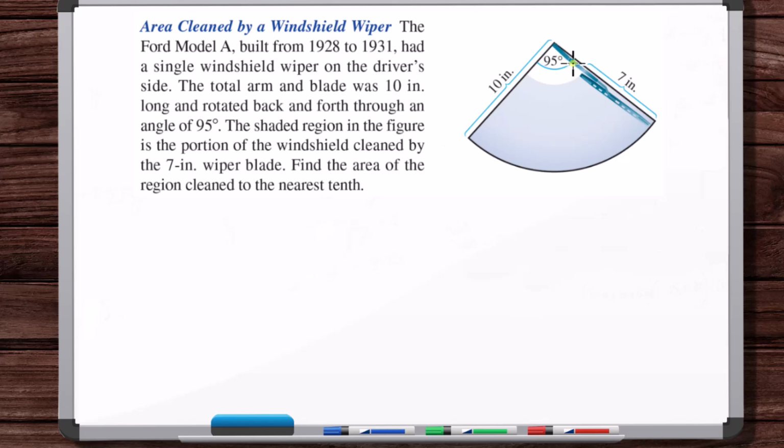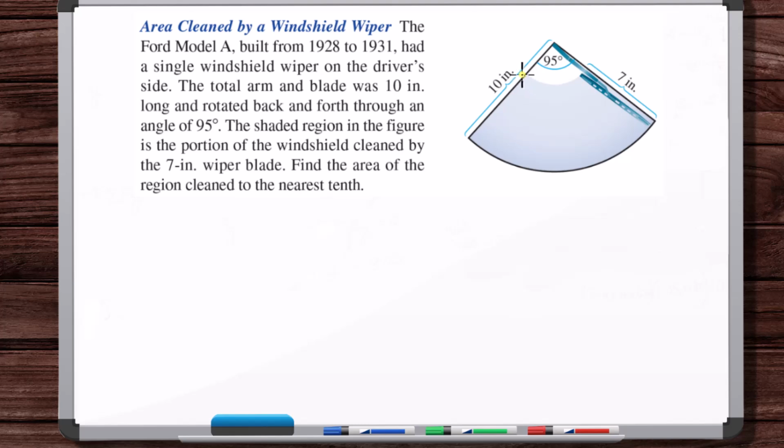Okay, so the whole blade is 10 inches long. It's rotating about this vertex here, but the wiper itself is only 7 inches long. It's located at the end of the blade. And then the whole blade pivots back and forth 95 degrees. So what's the area of this region here cleaned by the blade?